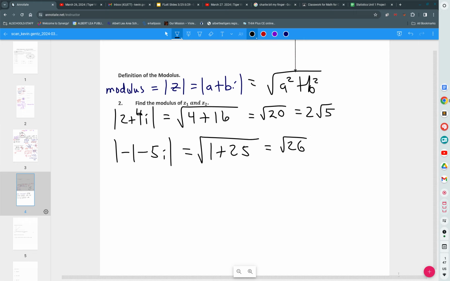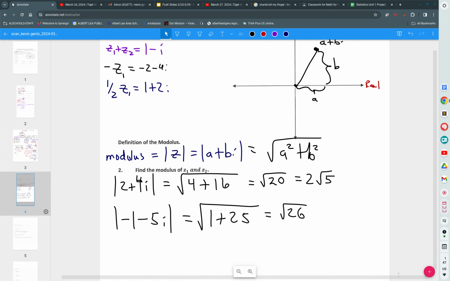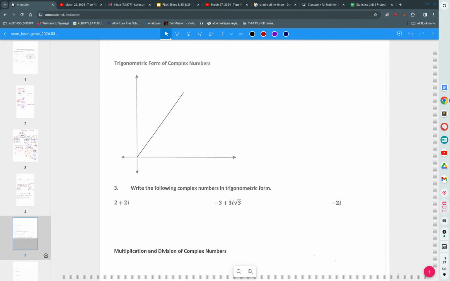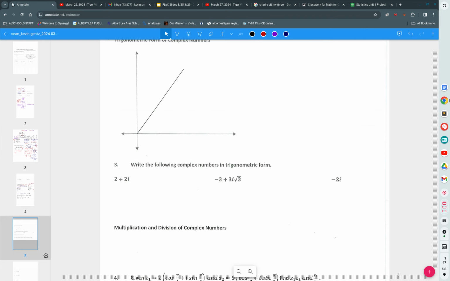So our two basic skills for today are finding the modulus and being able to graph them. Is everybody okay with those two? Okay, so we move to the back page, and our goal is to be able to get through this problem here, the negative 2i.